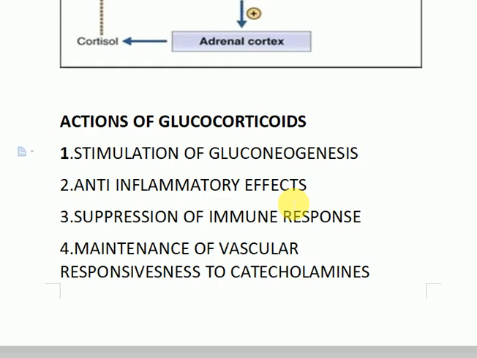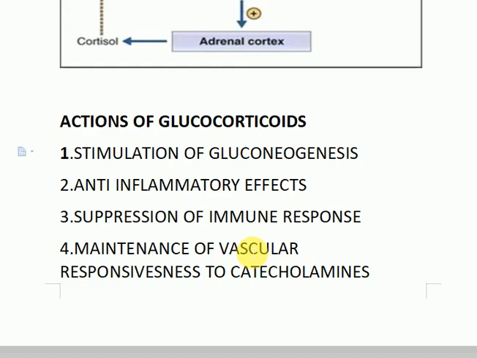So it acts as an anti-inflammatory, also has an anti-inflammatory action. And then the third one is the suppression of immune response. They inhibit the production of interleukin 2 and T lymphocytes, both of which are critical for cellular immunity.